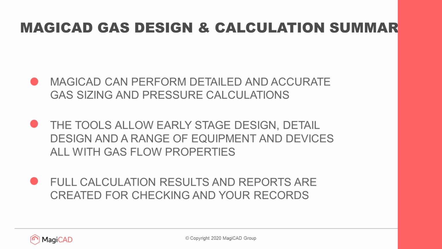Okay then, so a quick summary of everything we've gone through. MagiCAD, as you can see, can perform detailed and accurate gas sizing and pressure calculations within Revit. I think you've seen examples of that through the stages as well. The tools will allow early stage detail design and a range of equipment and devices with gas flow properties to be configured. So it's fully able to meet your requirements with pretty much any gas device that you can have in the system, and it will calculate accordingly.